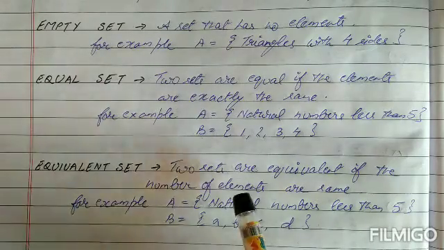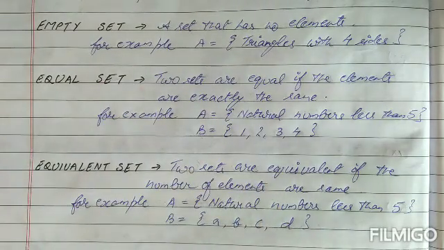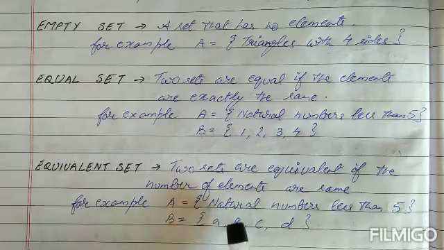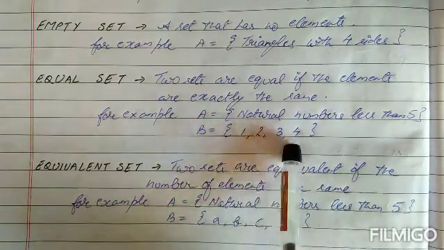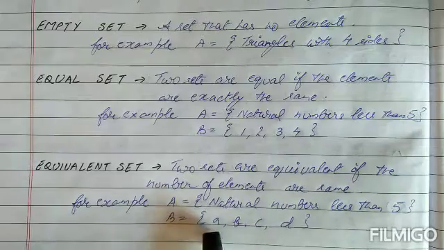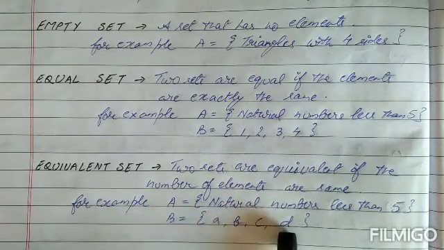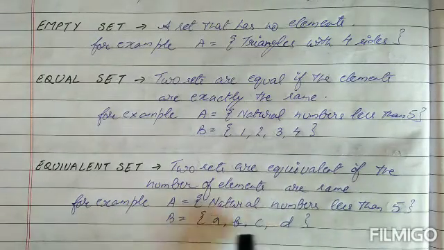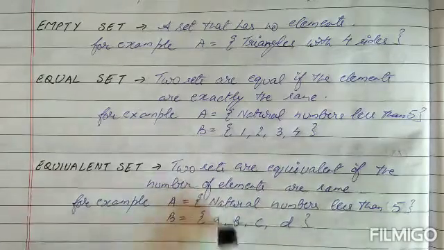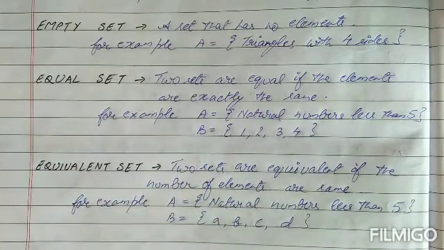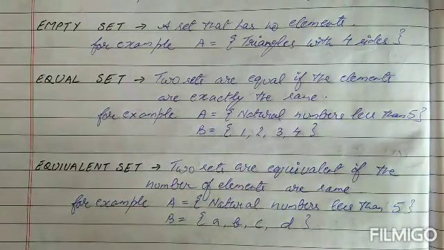Next is equivalent set. Now equivalent set is very much similar to equal set, children, because over here the number of elements will remain the same. The elements will not be the same, but their number will remain the same. Like natural numbers less than 5, just now I have shown you, these are 1, 2, 3, 4. And the B set I have taken is A, B, C, D. This is the simplest, so you can understand, children. Now the number is the same, 4 in each. They are different elements, but only the number is the same, so they are said to be equivalent sets.